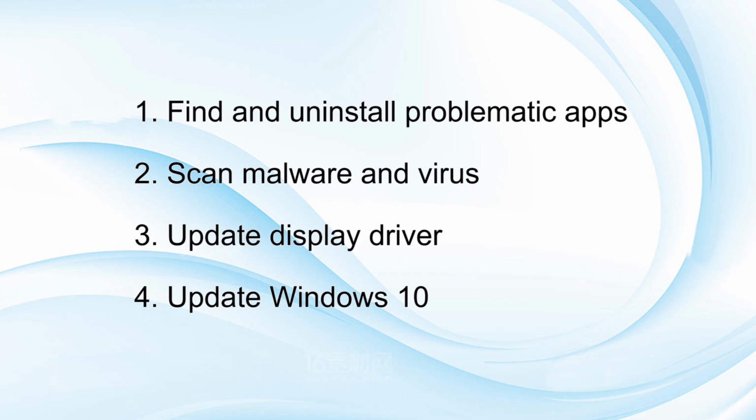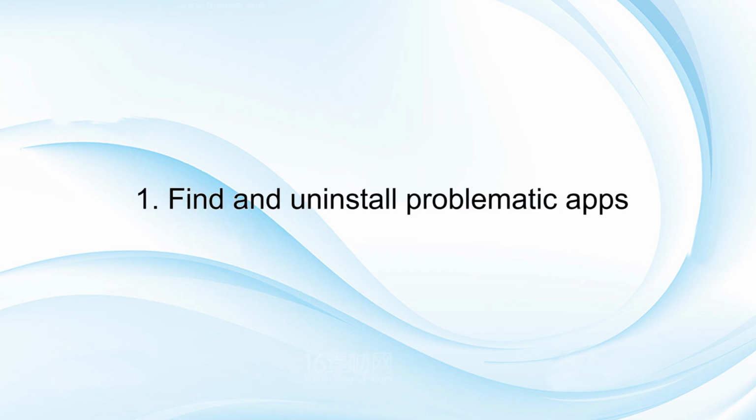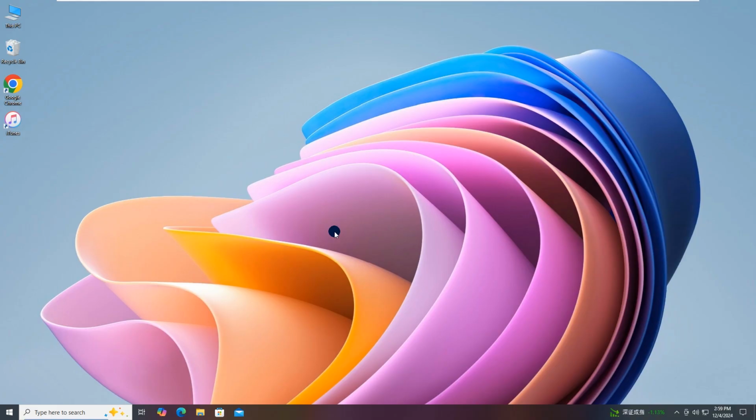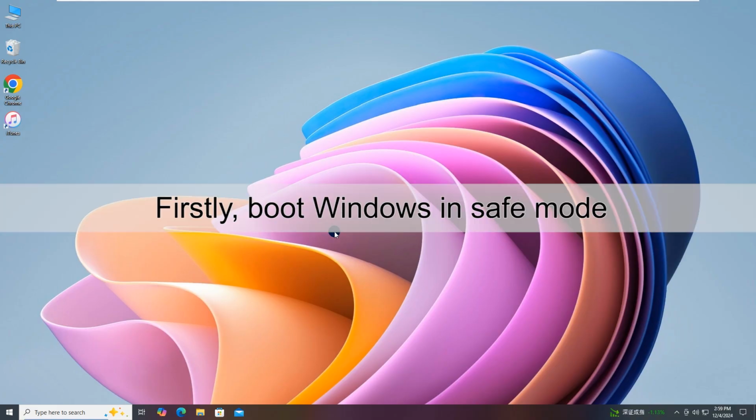Today we're going to solve the taskbar blinking problem. In this video, I will display four methods to you. Start from method 1, find and uninstall problematic apps. Firstly, boot Windows in safe mode.